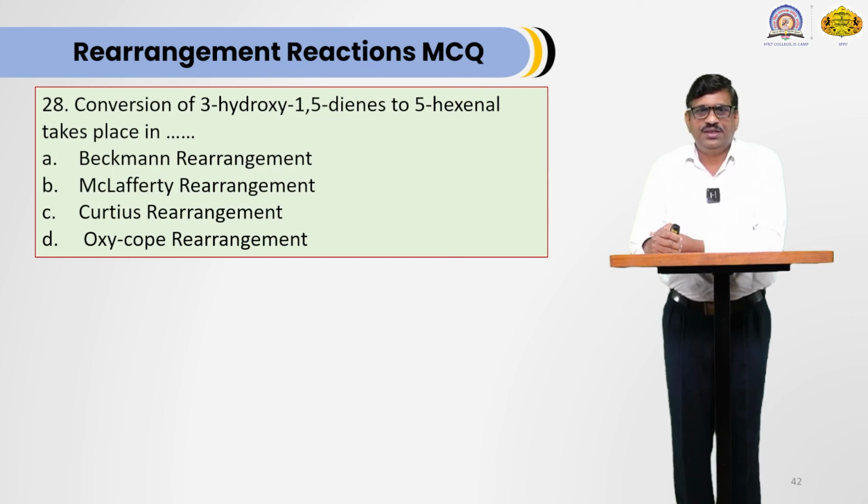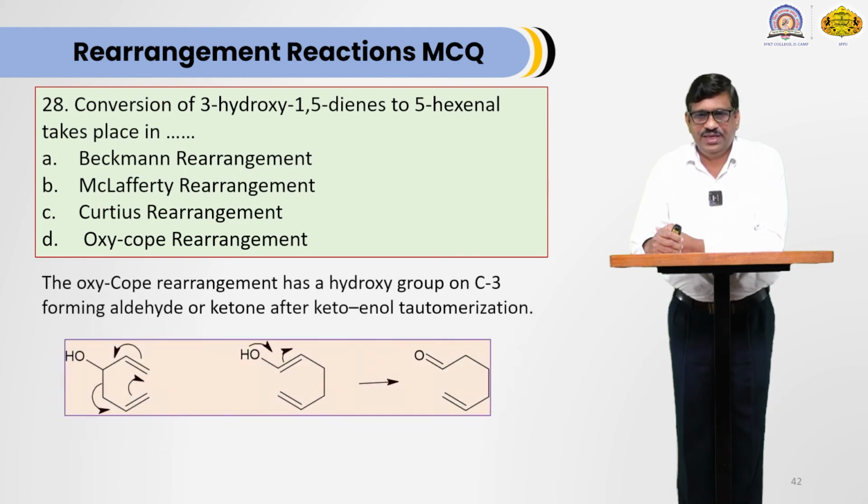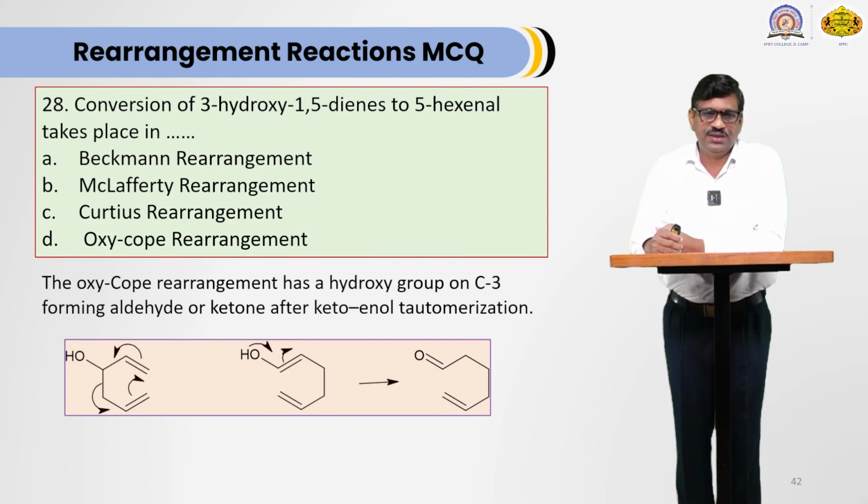If you see the starting compound of all these rearrangement reactions, then you are able to find out the correct answer. We have already discussed that in Oxy-Cope rearrangement, a hydroxyl group is present at the 3 position and it undergoes sigmatropic rearrangement and there is formation of the product. Hence, Oxy-Cope rearrangement is the correct answer. In this reaction, it is shown how bond formation as well as bond breaking is taking place.